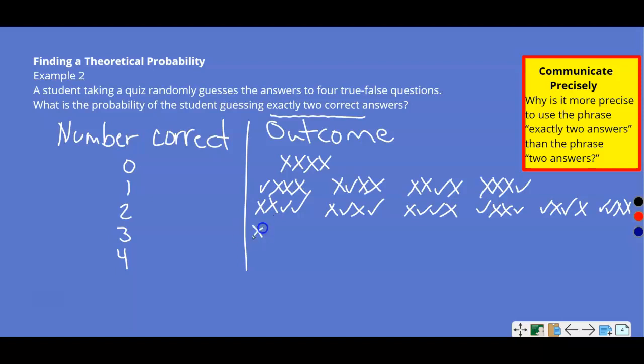For 3 correct answers, we're going to have 1 incorrect and 3 correct. Then we can move this over 1, and we'll have a check mark, an X, a check, and a check. And then I can move it over 1 more time, so I'm going to have a check, check, X, check. And then I can have check, check, check, X. I think that's all the possible outcomes for 3 correct answers. And then to get all 4 correct, it's kind of like 0 correct. For 4 incorrect, this time it would be 4 correct answers.